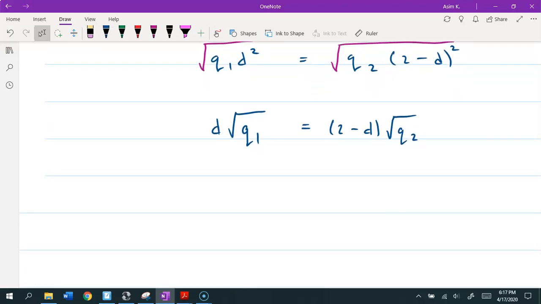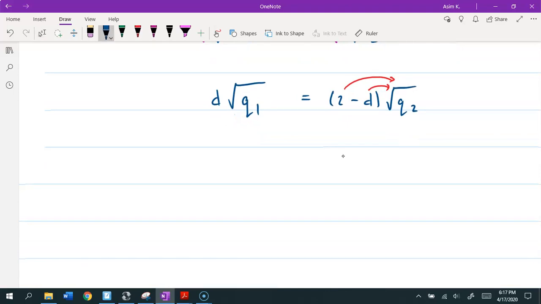Now the next thing that we do is we basically use the distributive property. And in the distributive property, we multiply the 2 and the d to the square root of q2. So here's what we have now. We end up with d square root of q1 is equal to 2 times the square root of q2 minus d square root of q2.